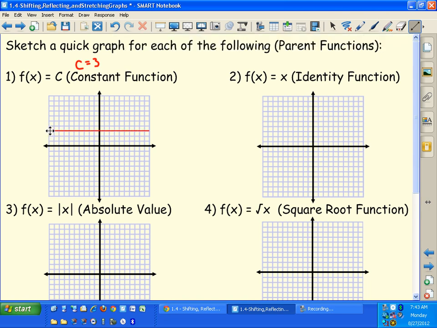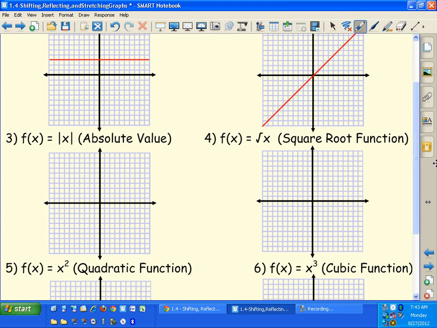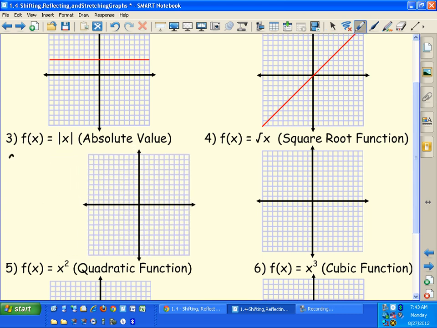That's a parent function of a constant. If it was y equals x, which is what we have there, we get a graph that looks like that. And then the absolute value function, remember, is a piecewise function. Basically f of x is negative x when x is less than 0, and x when x is greater than or equal to 0, and that's basically what the absolute value function graphs as.